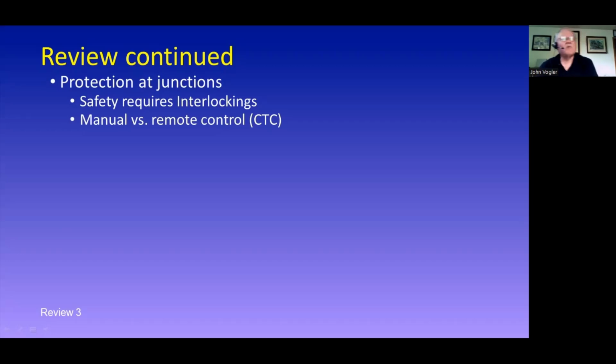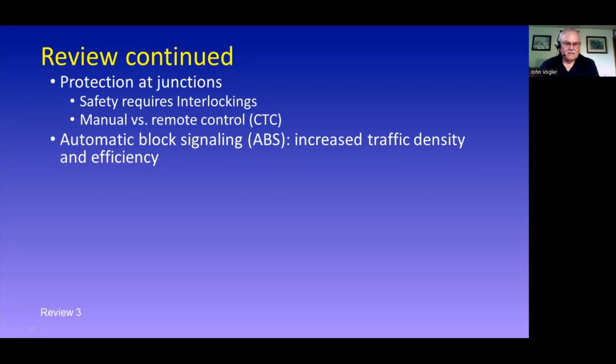And then we have remote control, which is essentially the only way it's done today, sometimes called CTC. CTC was a patented name, but way back when, it's long since expired. Then we're going to go into automatic block signaling. One of the major advantages when automatic block signaling came into effect was that we were able to get increased traffic density and efficiency through the blocks, because trains could now follow each other at stopping distance apart, instead of having to have a manual block that may be many stopping distances apart.